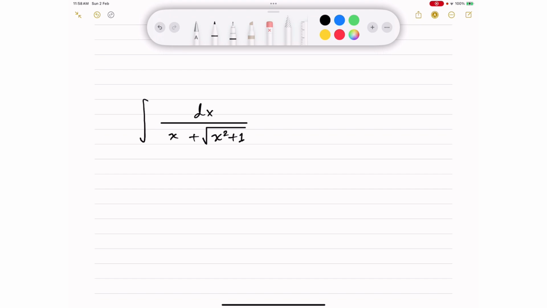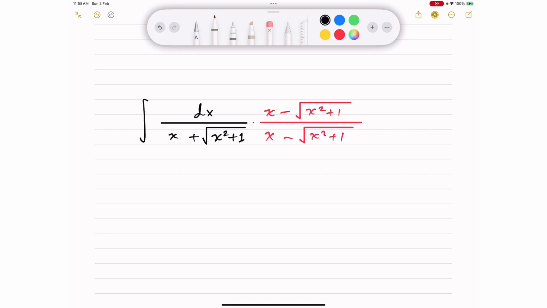Okay, so to solve for this integral, what I will do first, I will multiply both the numerator and the denominator by x minus the square root of x squared plus 1. So let's do that and then see what's going to happen. We're going to multiply this by x minus the square root of x squared plus 1 divided by x minus the square root of x squared plus 1.